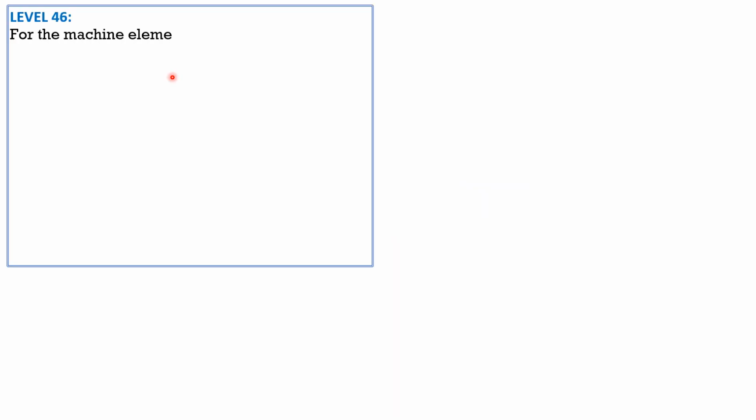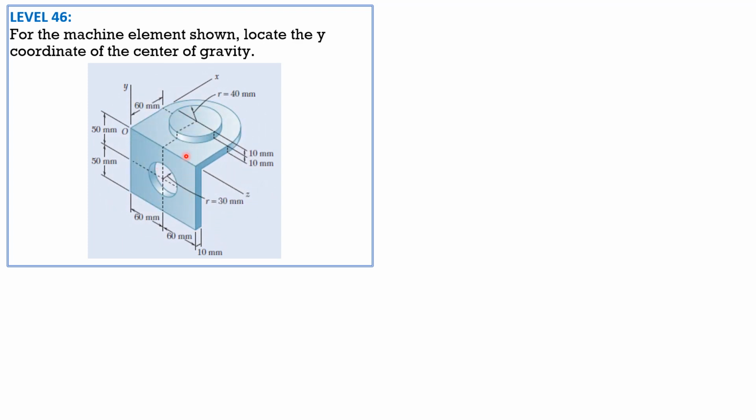Level 46. For the machine element shown, locate the y-coordinate of the center of gravity. So here's the given figure. We will call this element 1, the plate with circular section. Then 2 would be this rectangular parallelepiped. 3, this semicircular plate. 4 would be this rectangular parallelepiped. And 5, this circular plate that will be removed.